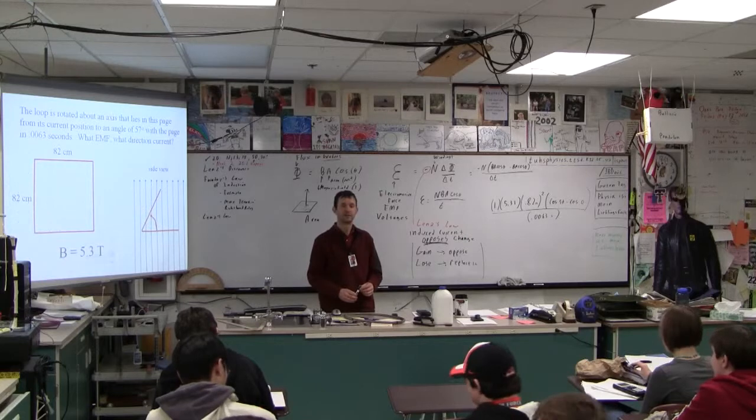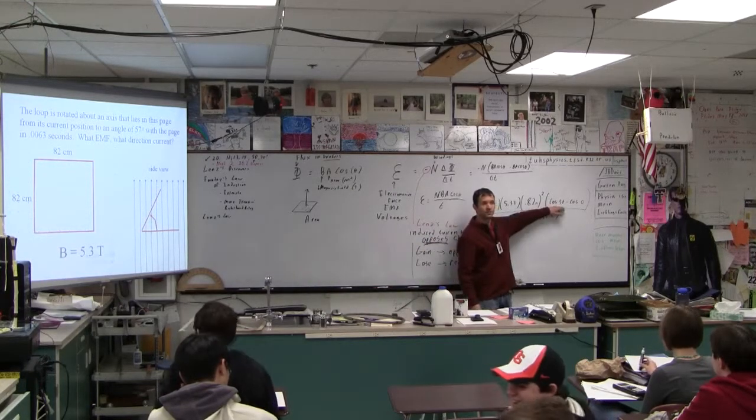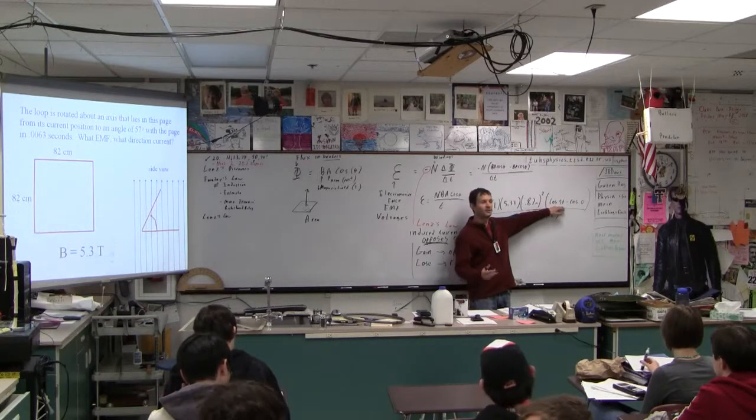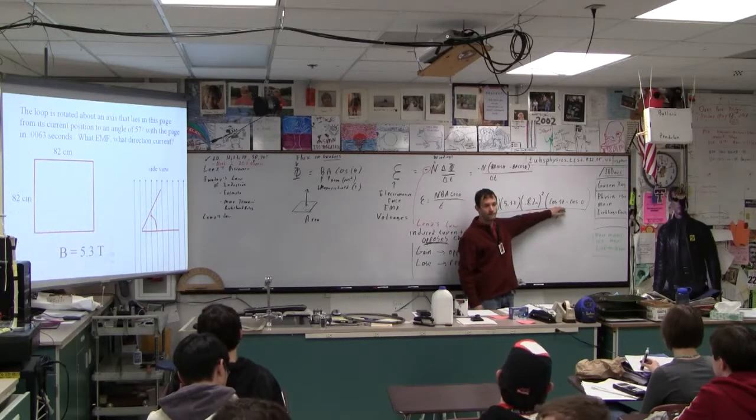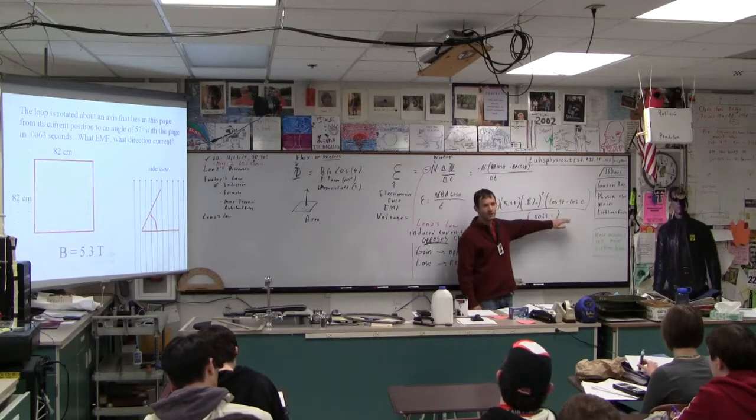Class. So you get the wrong answer, guys. You get the wrong answer if you just say cos 57, right? You got to go cos 57 minus cos 0, which is 1. Yes? Okay. Are we good on this? Are we all right? Yeah.